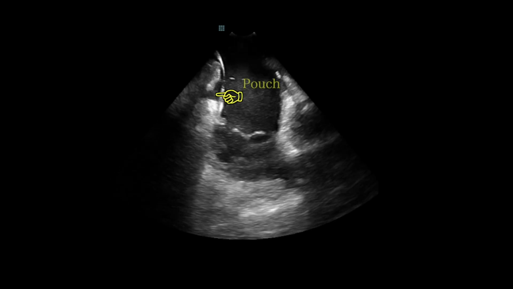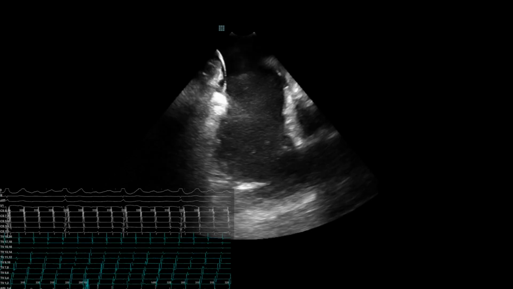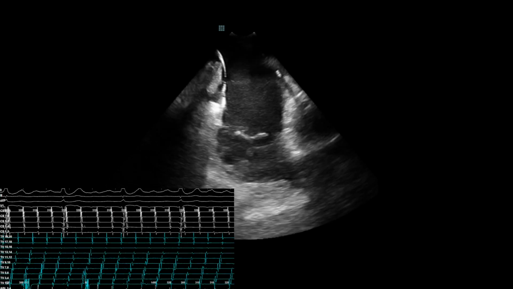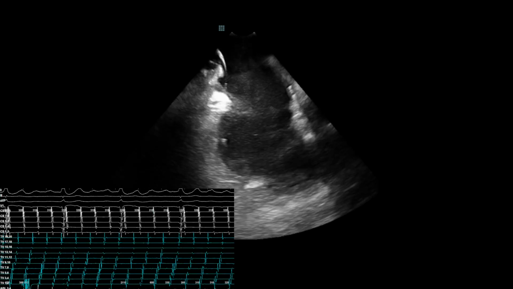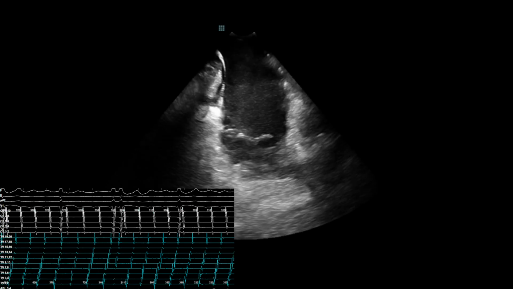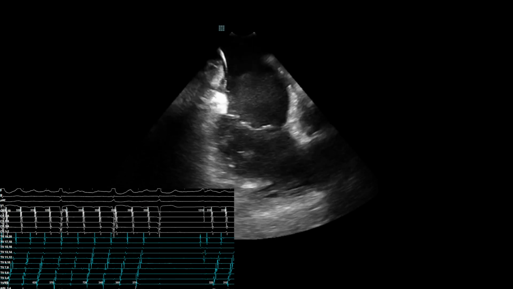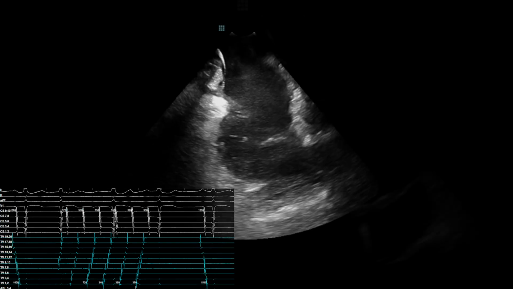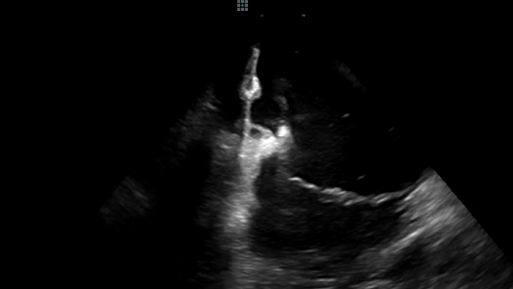If you appreciate that, there is a pouch there. Sometimes when we see that pouch, and you can see here that the patient is in clockwise atrial flutter, when we bring the ablation catheter towards that very pouch, the atrial flutter was terminated.